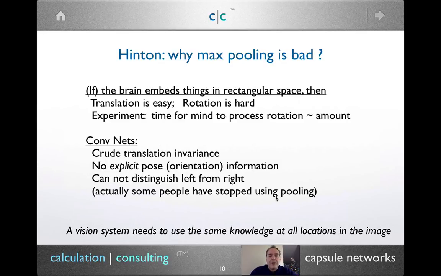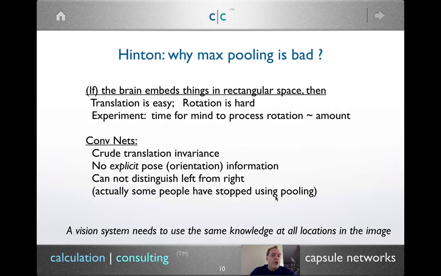Now, convolutional nets can give us a very simple, crude translational invariance. This simple translational invariance might work fine in the lower layers, V1, V2 of the visual cortex, but not the higher layers. The problem is conv nets, as we know them now, have no information about the orientation of an object. Which direction is the object oriented? In fact, a conv net cannot distinguish left from right.